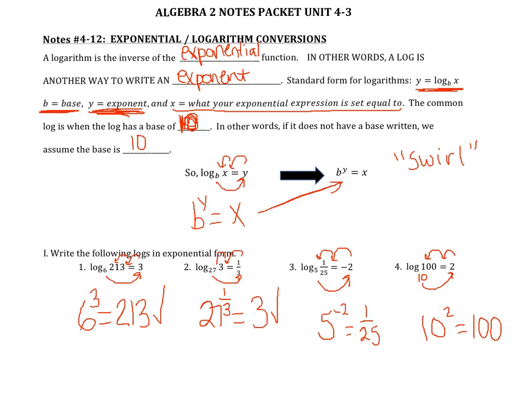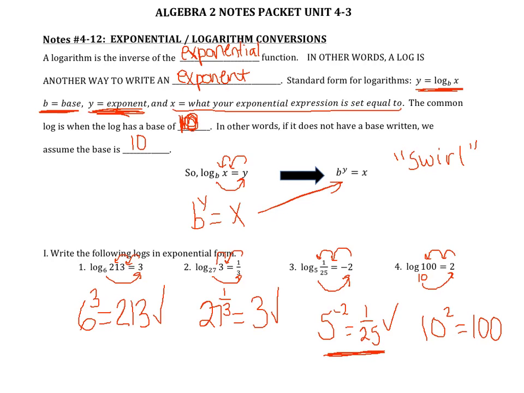Okay, here's the answers to number 3 and 4. Hopefully you got these right. 5 to the negative 2 equals 1 over 25. Now remember, you could probably check this in your head because we just talked about negative exponents and that makes you flip it. So it'd be 1 over 5 squared, and 5 squared is 25. So we know the correct answer is 1 over 25.